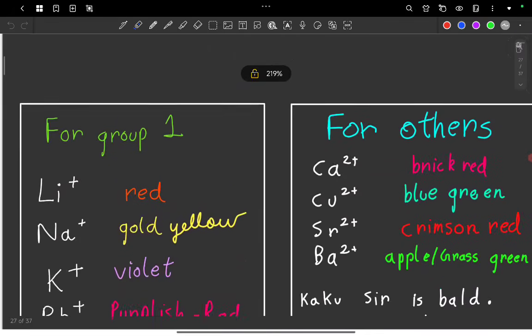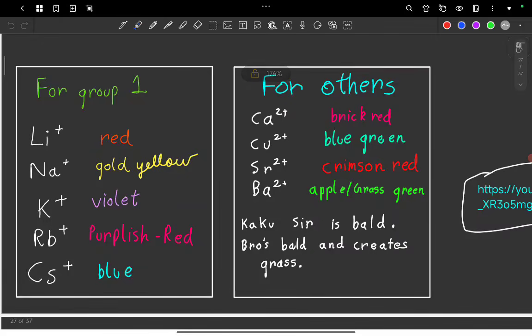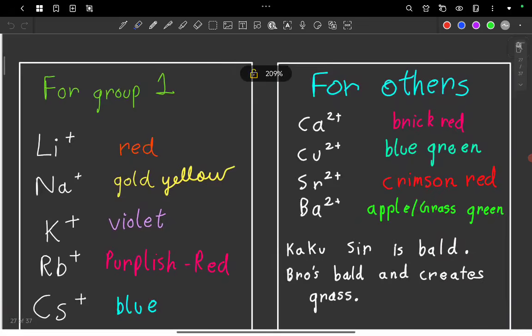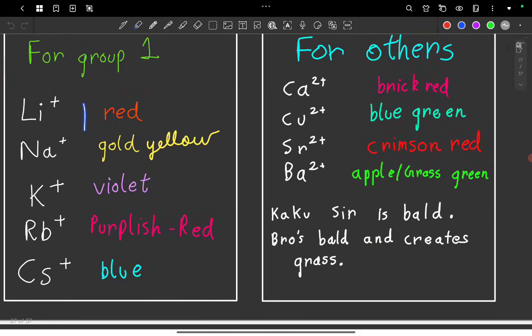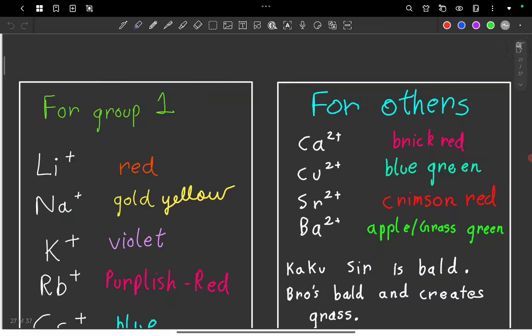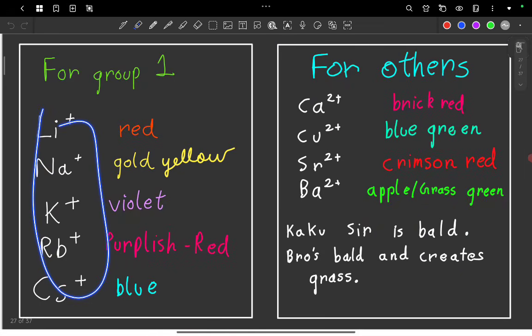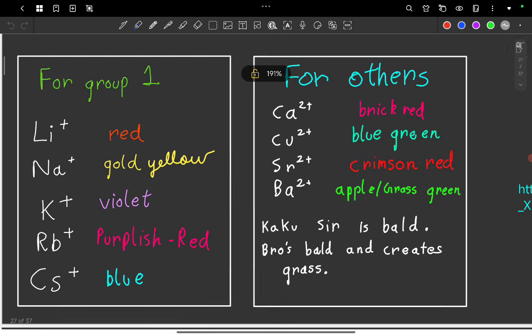So this is specifically used for your group 1, but these are some extra colors you have to remember. So for group 1, if we go from top to bottom, well, there's also a trick to remember this. This is Lena K rubber socks. Like lithium, sodium, potassium, rubidium, and using X, you have to remember cesium.